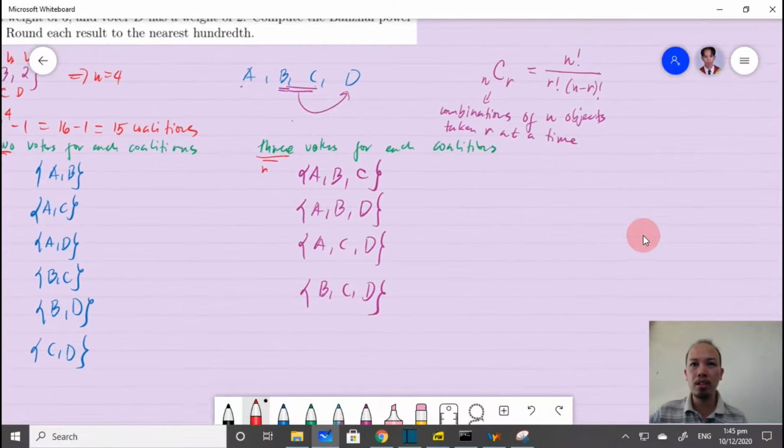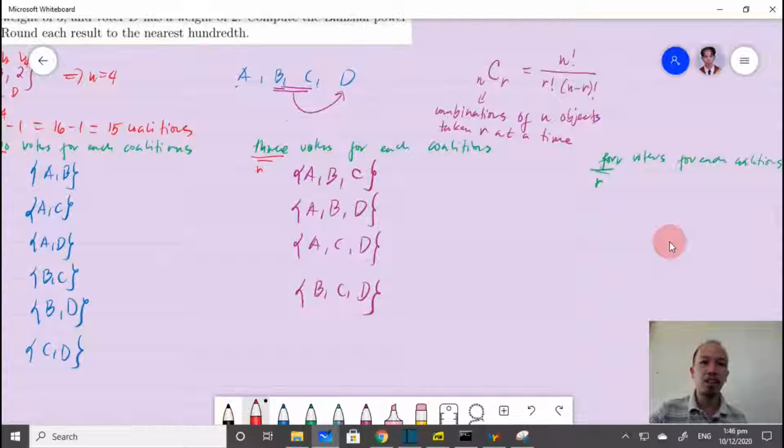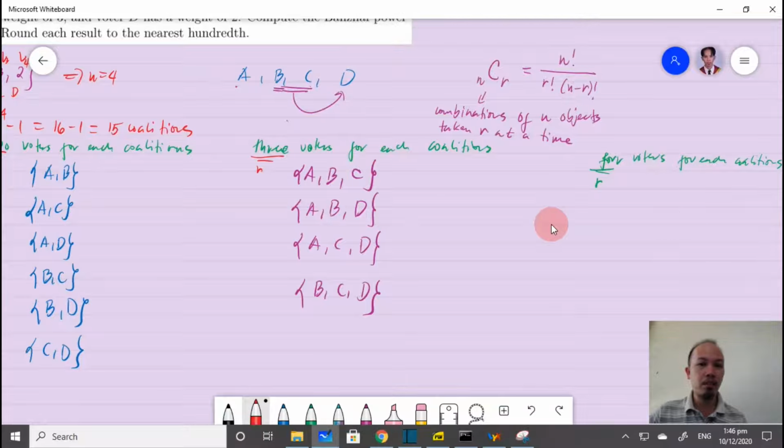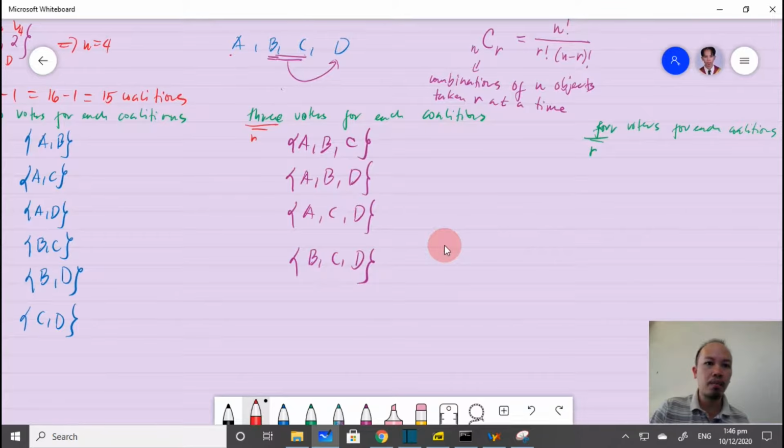I'm going to write it here before using that formula. 4 voters for each coalition. So this is our r. Sorry. So let's now compute. If I am correct, there are only 4 coalitions here.